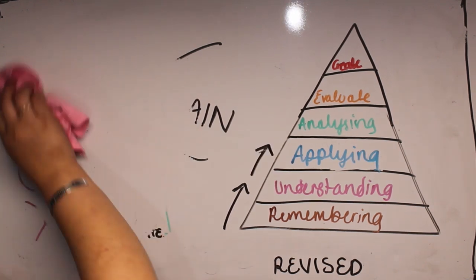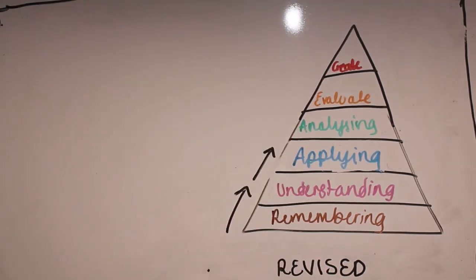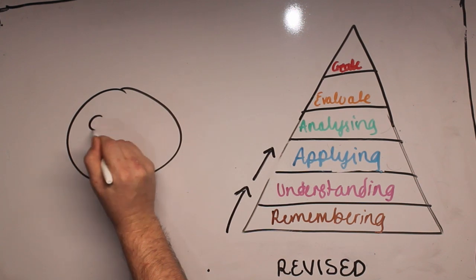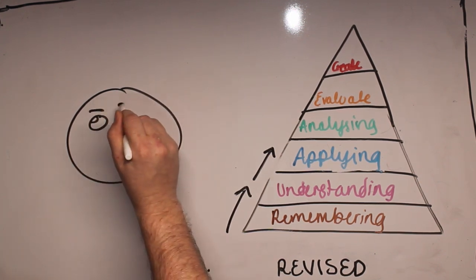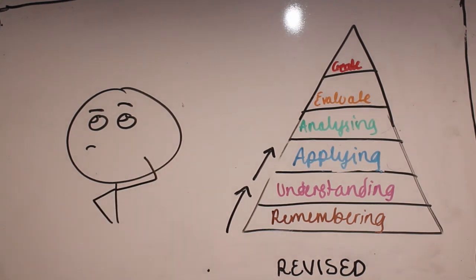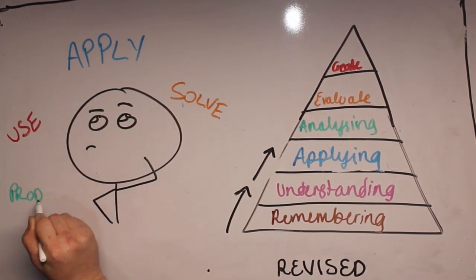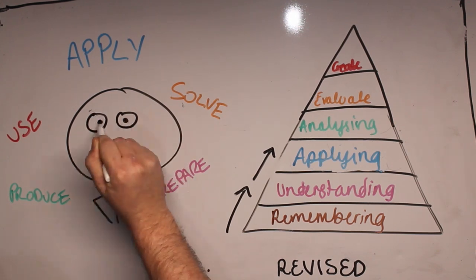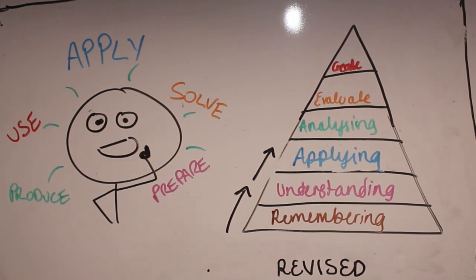The next level of thinking is applying. This is the act of applying your knowledge and understanding of the said information to perhaps solve a problem, make a decision, or further develop something. Verbs that may be used to assist this level of thinking would be apply, solve, use, produce, or prepare.